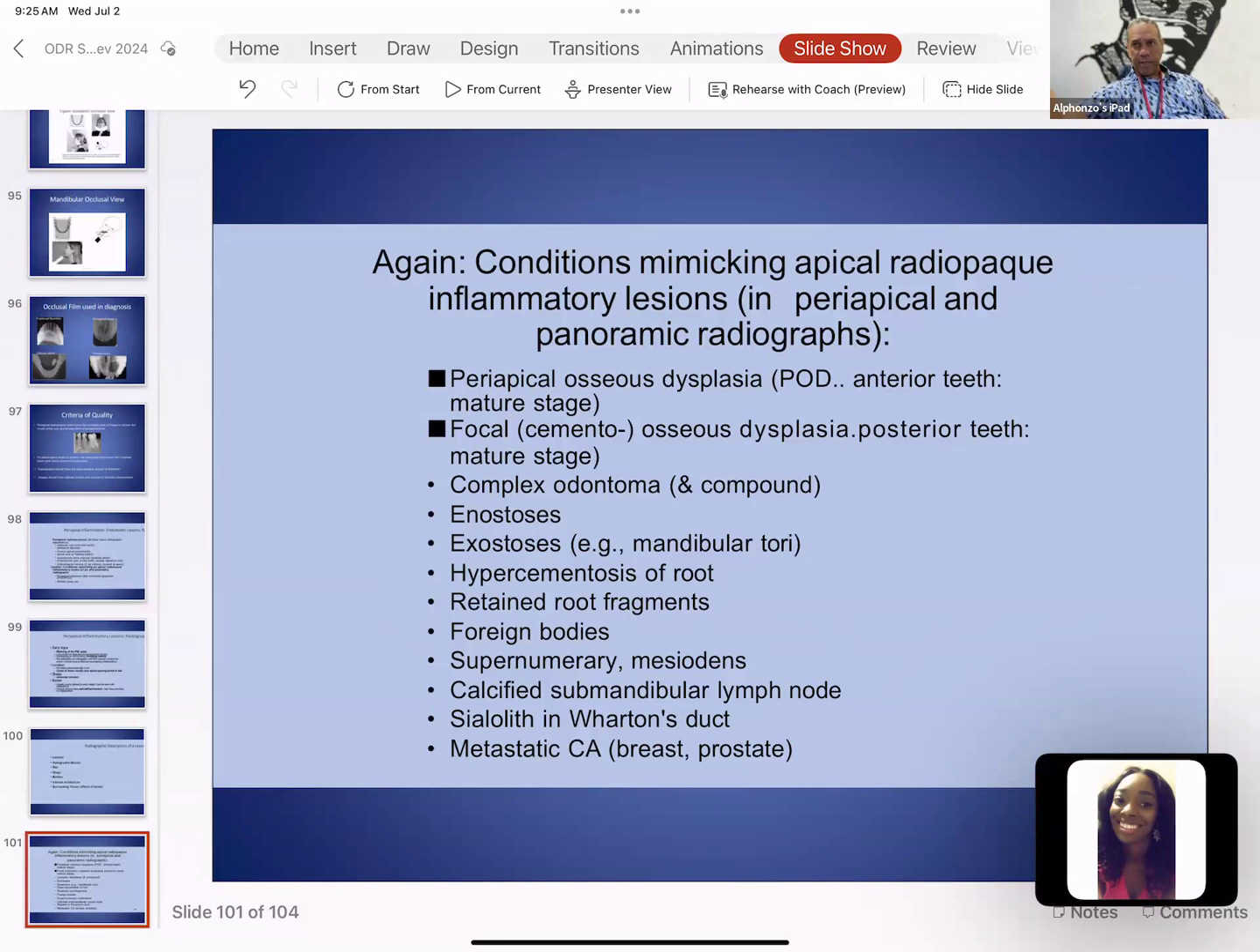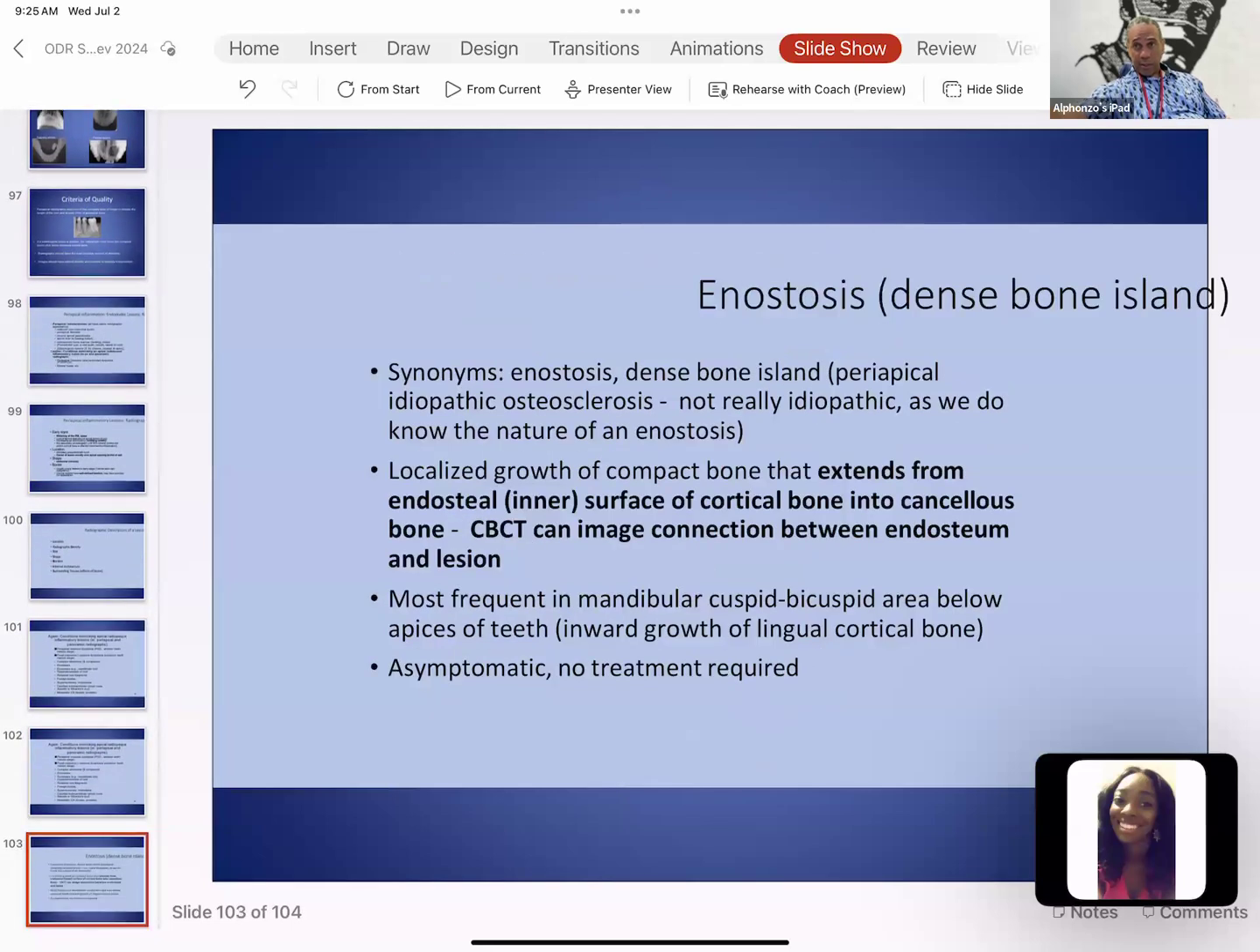Conditions mimicking apical radiopaque inflammatory lesions. So just go over all of these terms and make sure you understand what they are. Enostosis, you should know the definition of this, what this is.